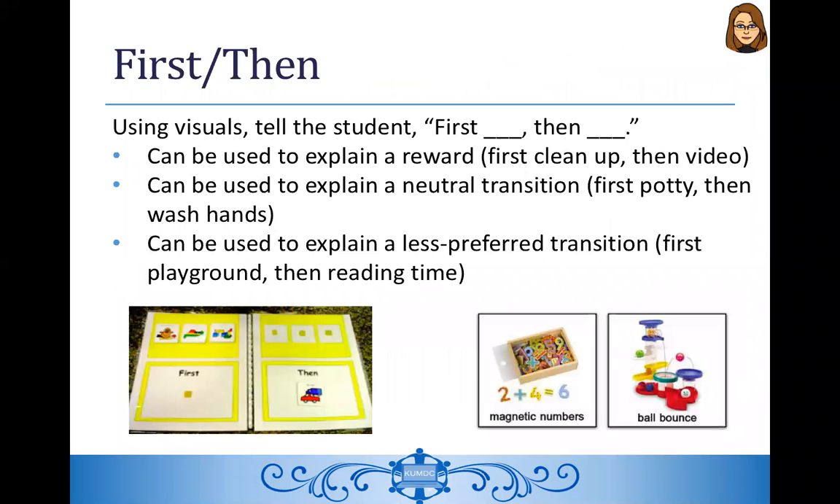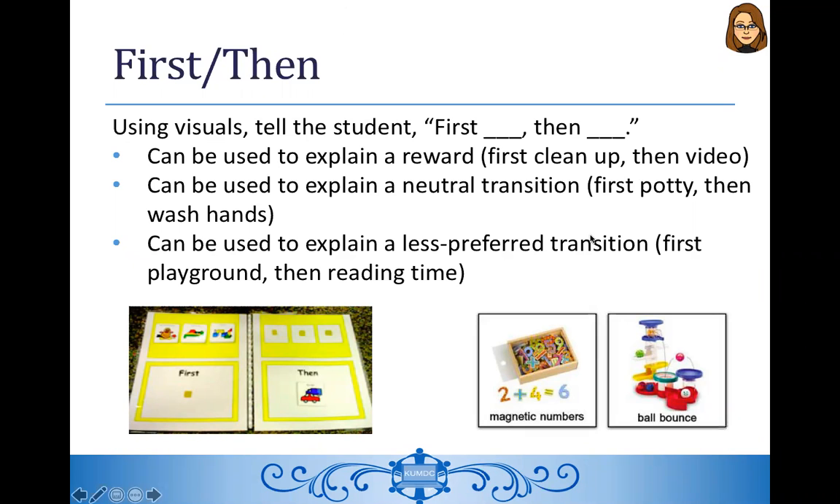Yeah, that's a good point, Cheyney. A lot of these strategies can be used not only in the classroom, but they can be used at home just as easily. So the next one we want to talk about is a first then board. So that's a visual that tells the student, first you do this, then you do that. It can be used to explain a reward. So first you're going to clean up and then you can watch the video or listen to music or anything else that's motivating to that student.